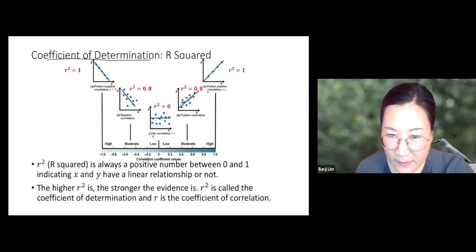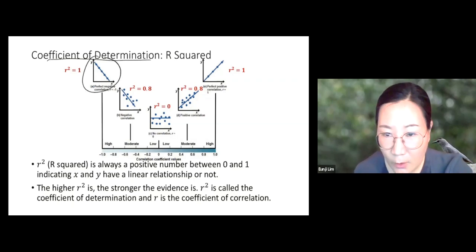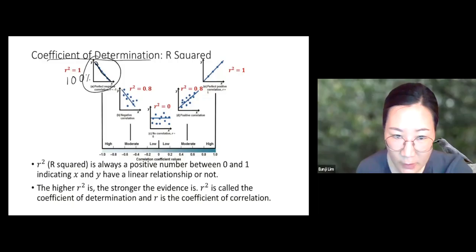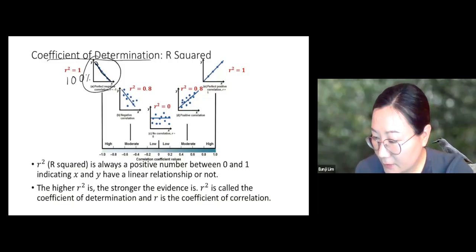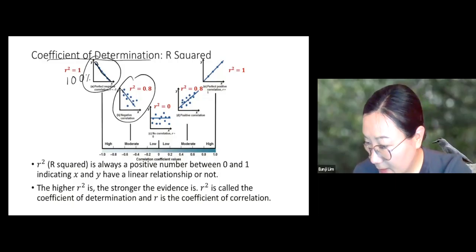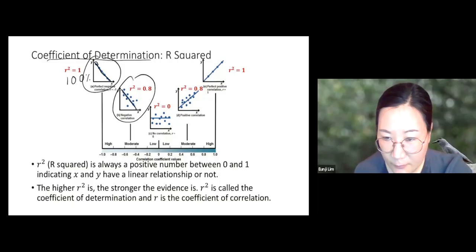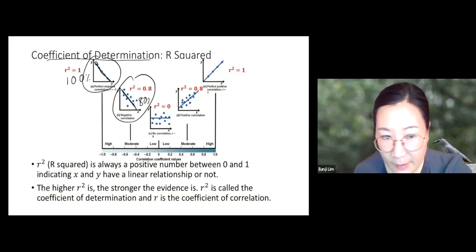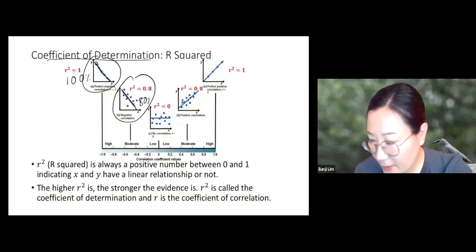For example, let's take this case. All the data points are on the regression line. What percentage of data points are explained by the regression line? 100%. So the R-squared value is 1. And let's take this example. The data points are not on the regression line, but they are close to the regression line. Then we can say that probably 80% of the data points are explained by the regression line. So R-squared is 0.8.